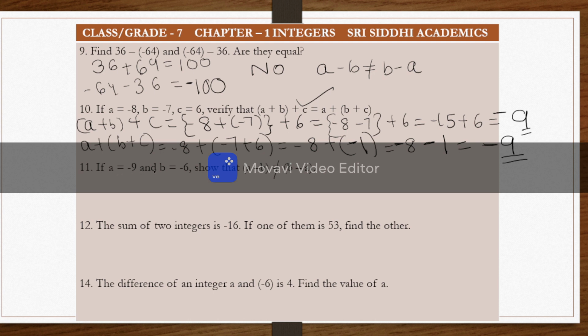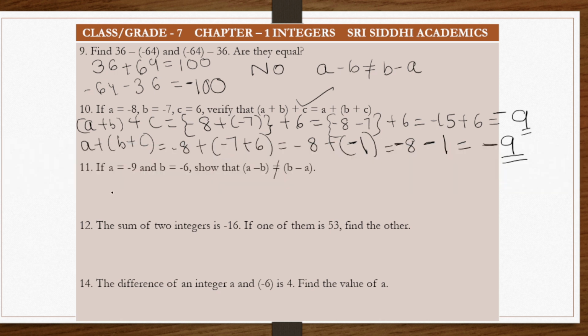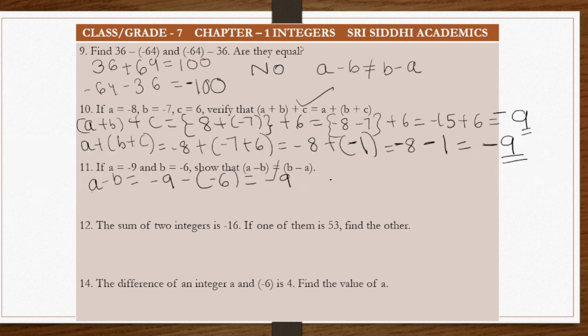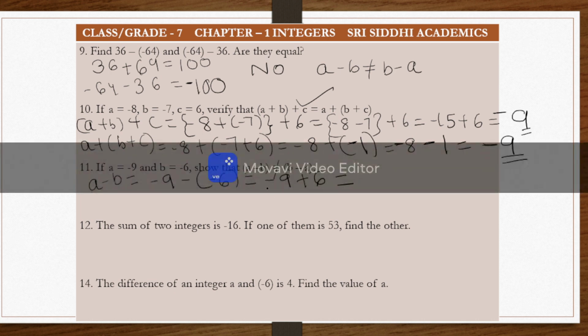If A equal to minus 9 and B equal to minus 6, show that A minus B is not equal to B minus A. Again the same question as 9. So let's write. First we'll write A minus B, left hand side will solve. A minus B is minus 9 minus of minus 6. So minus 9. Same sign outside and inside the bracket. So when you remove the bracket, it will be plus. If it is same sign, then it is plus. If it is different sign outside and inside the bracket, then finally it is minus when we remove the bracket. This much is clear till now.